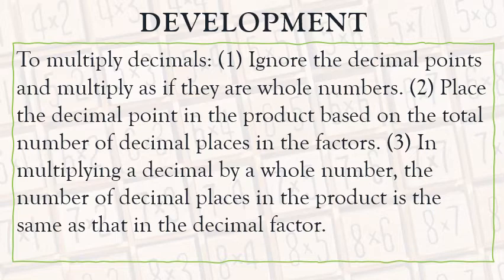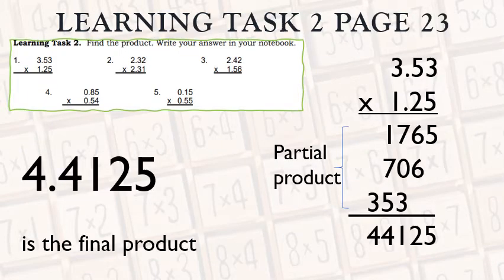Have a practice on multiplying decimals. Let's try number 1 of learning task 2. 3 and 53 hundredths times 1 and 25 hundredths. Step 1. Ignore the decimal points. Multiply as if whole numbers. Start with the rightmost digit. 5 times 3 is 15, retain 5 and then carry 1.